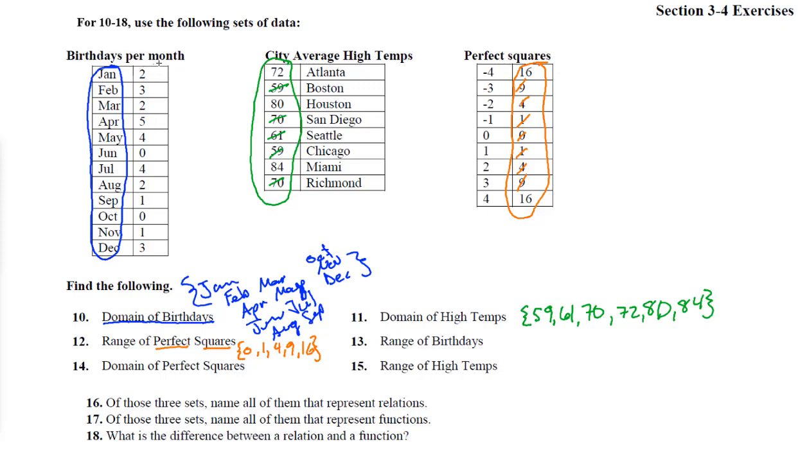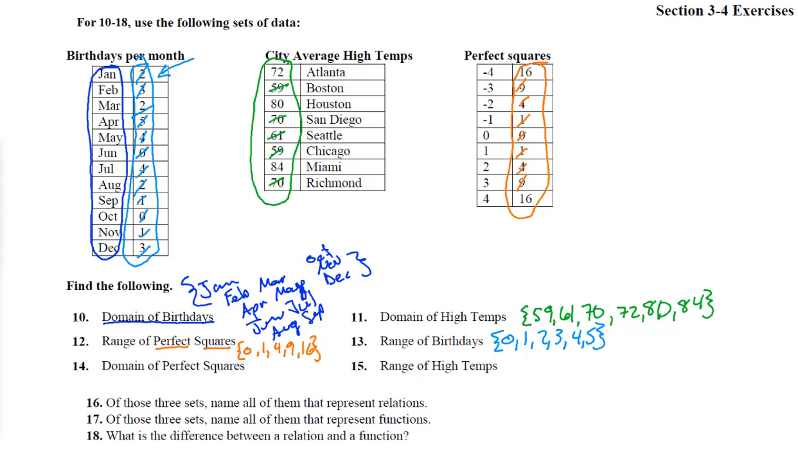All right, now the range of birthdays. So birthdays per month, so the range, we're looking right in here at these guys. So it looks like we have a 0, 1, 2, 3, 4, got 2 of those, and a 5. So we'll put those over here, 0, 1, 2, 3, 4, 5. And that's really all we're doing is picking out the set that constitutes all of those second entries.